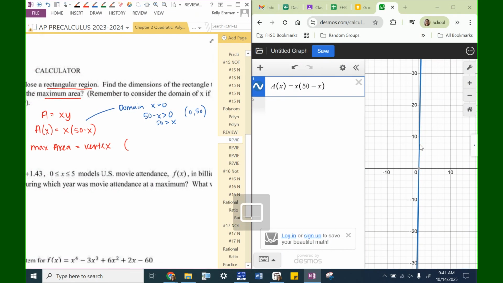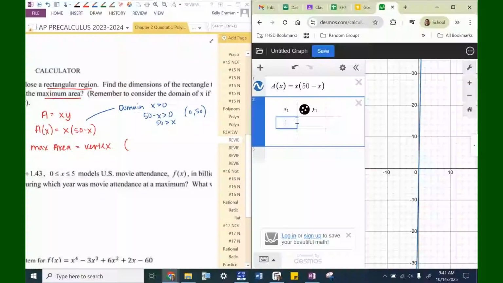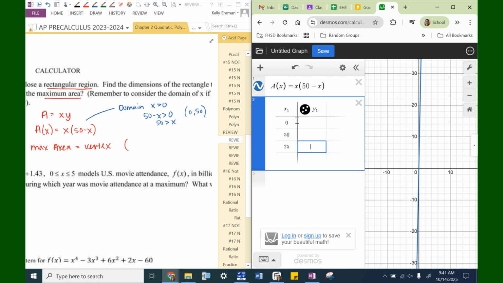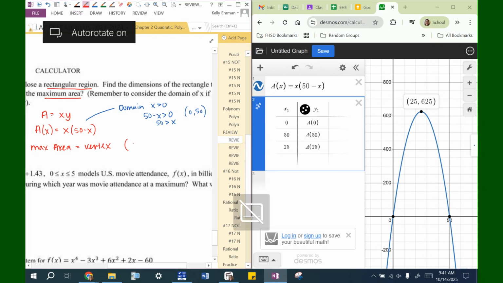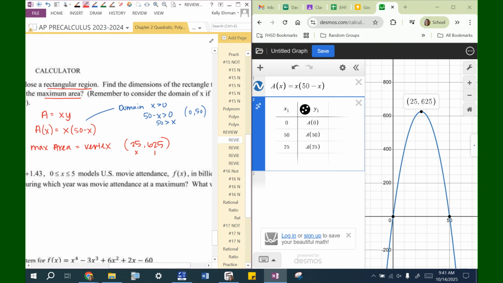Now, you can either zoom out from here, or if you want to zoom fit, you can add a table and say go 0 to 50. If I do this, I usually put a number in between because remember, it won't show you the vertex. Oops. I want to type in A of 0 right here. It won't show you the vertex if you just use the zeros. It'll just show you the zeros. So the vertex is at 25. For a quadratic, it's in between the zeros. But yeah, the max is 25, 625.